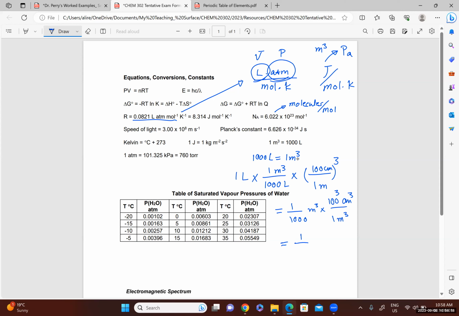So 1 over 1,000, meter cubed and meter cubed cancel, times this is 10 to the 6. Let me know if you have any questions about this. Or 1 million centimeter cubed. Therefore, it should give us 1,000 centimeter cubed. So 1 liter of a substance is 1,000 centimeter cubed.